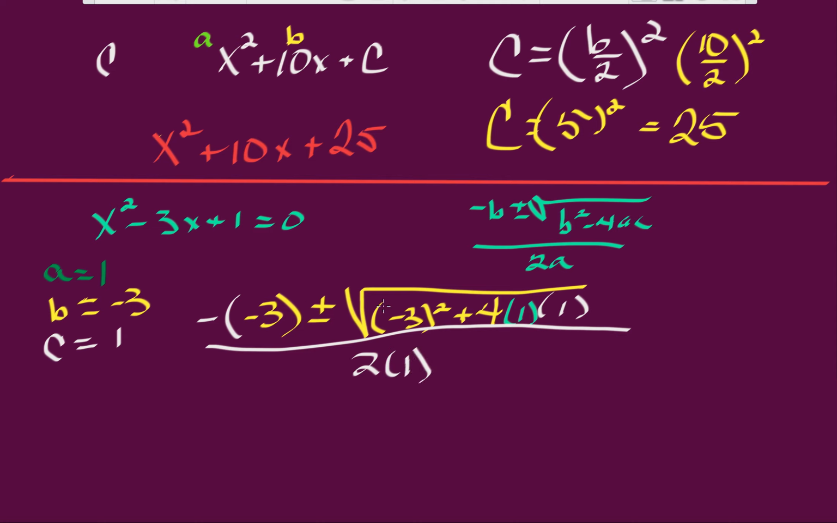Okay? And so we can put these together and we say our final answer is 3 plus or minus the square root of 5, all over 2. Or we can write them both out. It would be 3 plus root 5 over 2 or 3 minus root 5 over 2. But you're good to go. And that's it. Now, I'm going to move on.